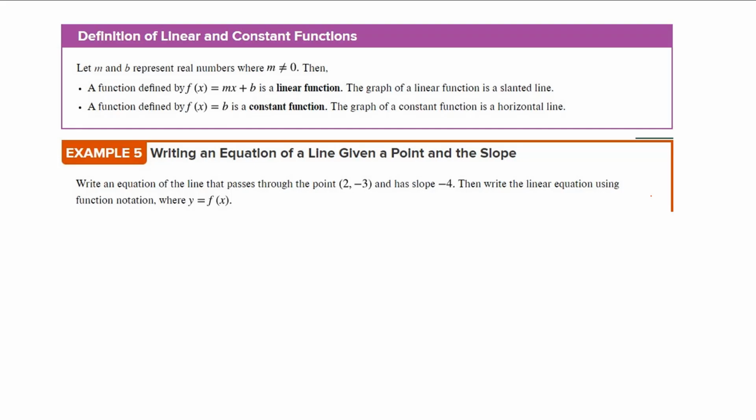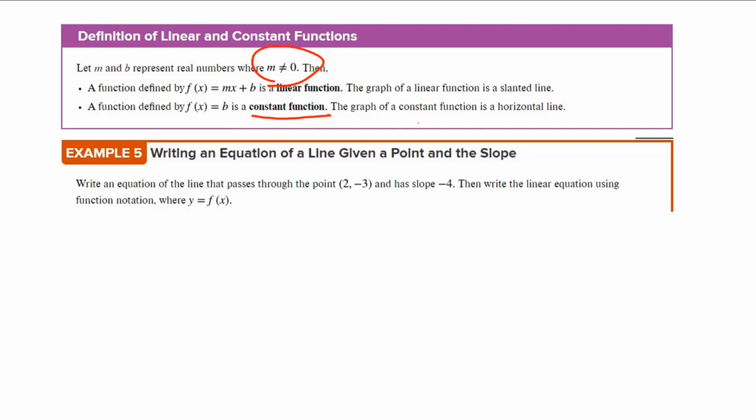The graph of a linear function is a slanted line because you notice it says that m is not 0. So the slope is not 0. So it's either a positive number or a negative number, which means you're going to have a slanted line. You're going to have a line that has some kind of slope to it. A function defined by f of x equals b is what we call a constant function. That function is just like y equals 2 or y equals 3.